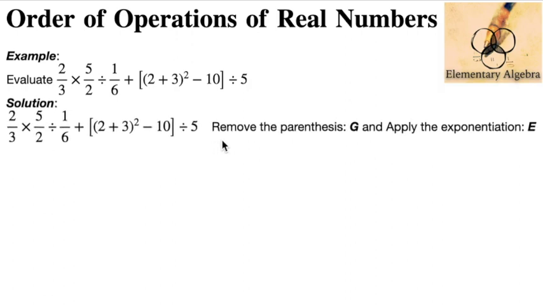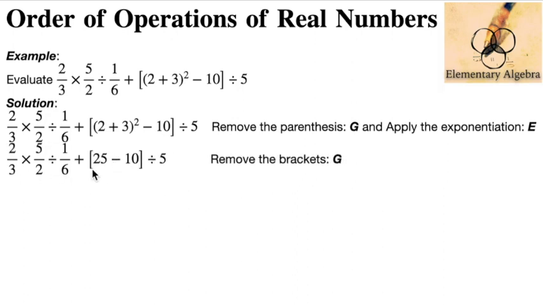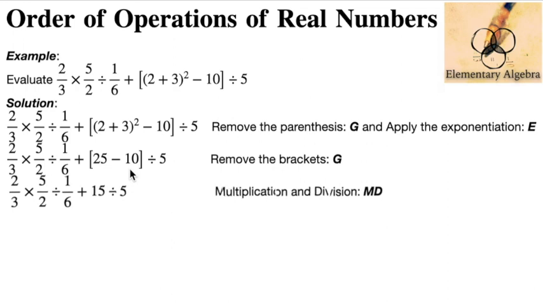What we will do is GEMDAS again. Let's remove the parentheses first, the G, so what is inside here: 2 plus 3, and then apply the exponentiation. Since 2 plus 3 is 5, and then 5 squared gives us 25. The others are still copied. We will be removing the brackets then to finish our groupings. So 25 minus 10 gives us 15.